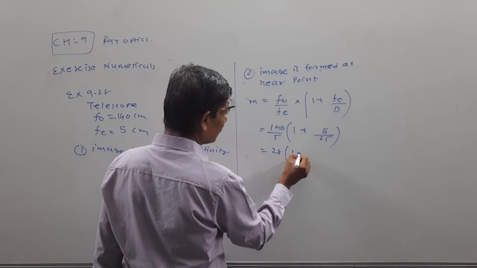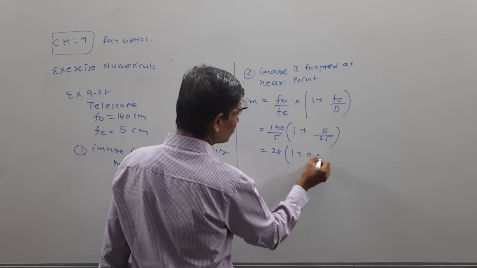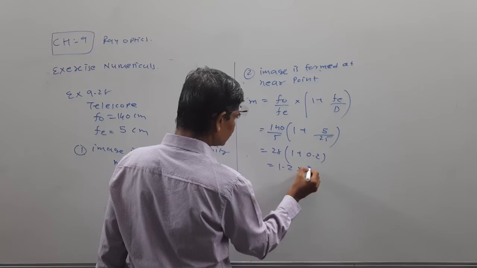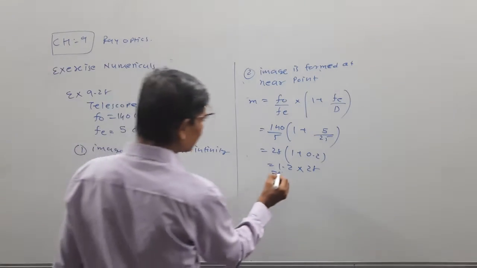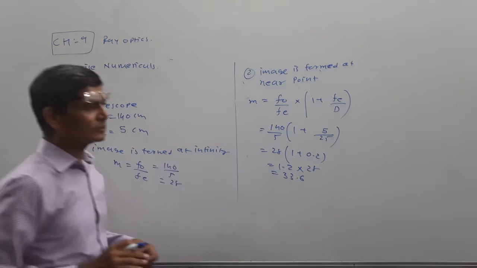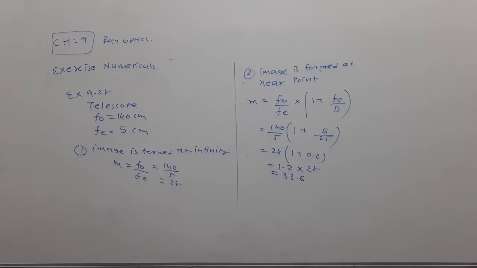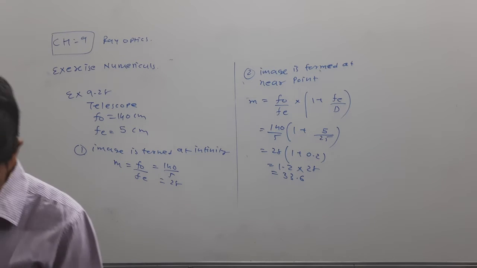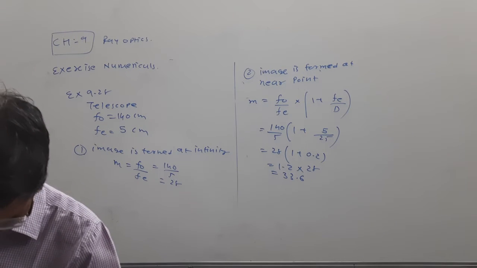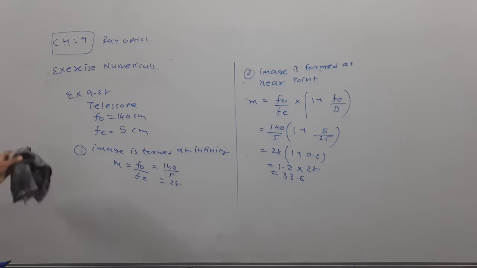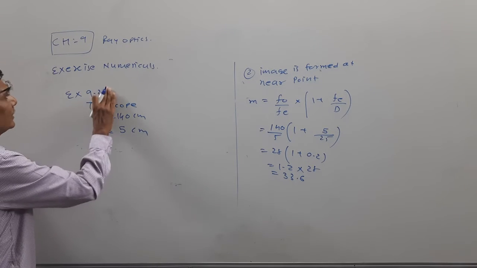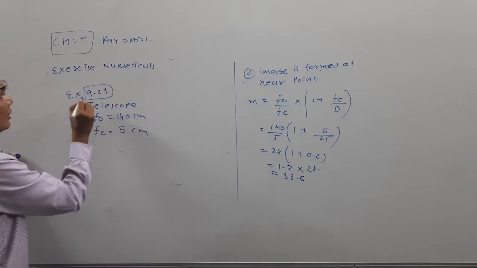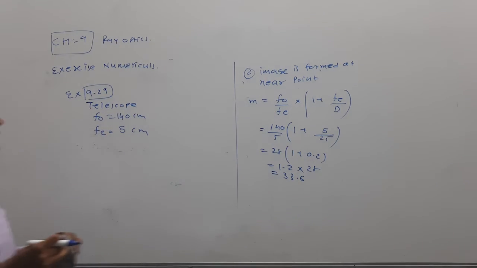28, we have obtained 1 plus, see, 1 by 5 is 0.2. Now if you solve it, it turns out to be 33.6. Now this is how we can solve. Now next is our exercise number 9.29. Now it uses the same formula. It uses the same data as exercise number 9.28.